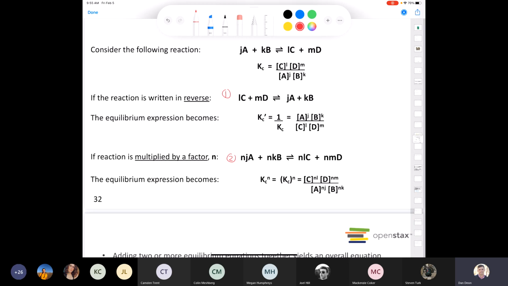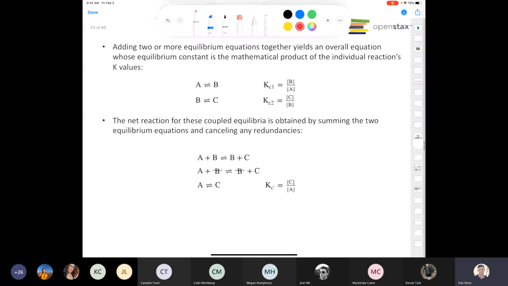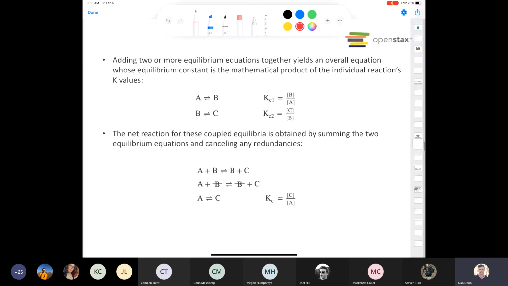There's another one that deals with coupled equilibria, and I took this directly from our textbook. You probably noticed that sometimes I take things straight out of the text, sometimes I don't. I kind of do it my own way. Anyhow, it says here, if you have 2 or more equilibrium equations that you're going to add together to give an overall equation, then the new Kc for your equation, that's the result of the addition, is going to be the product of the 2 Kc's. So let's say you wanted to add these 2 reactions together, A is in equilibrium with B, and B is in equilibrium with C. If you put those together, you end up with this.